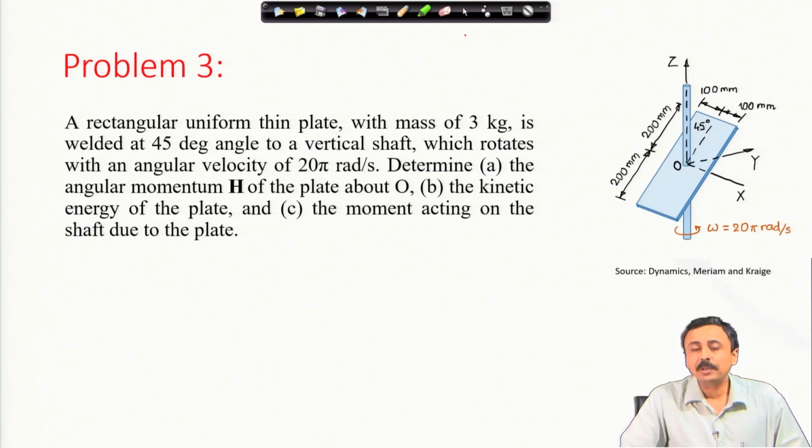Okay, the dimensions of the plate are all given. This is a problem from Meriam and Craig's book. We are given this axis, capital X, capital Y, capital Z. Capital Z is aligned with the axis of the shaft about which the whole system is rotating.